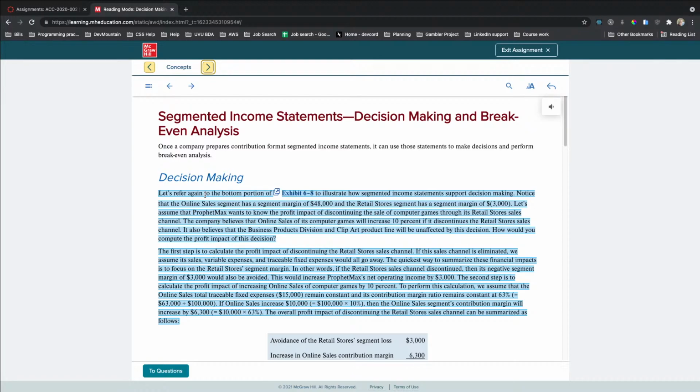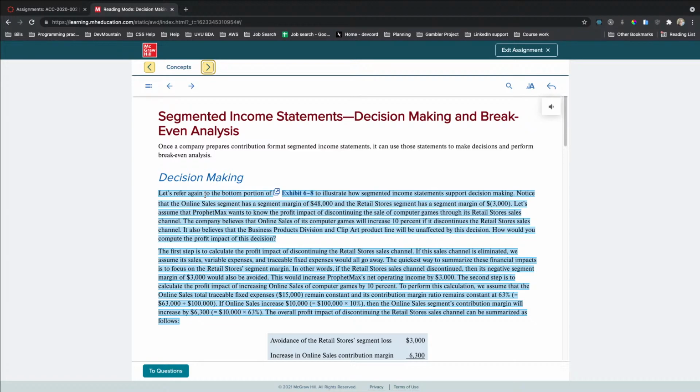The first step is to calculate the profit impact of discontinuing the retail stores sales channel. If this sales channel is eliminated, we assume its sales, variable expenses, and traceable fixed expenses would all go away. The quickest way to summarize these financial impacts is to focus on the retail store segment margin. In other words, if the retail store's sales channel is discontinued, then its negative segment margin of 3,000 would also be avoided. This would increase Profit Max's net operating income by 3,000.